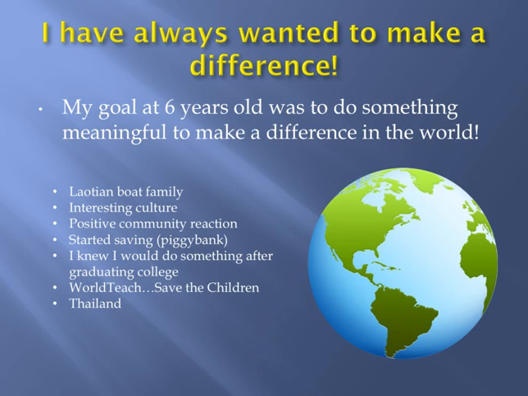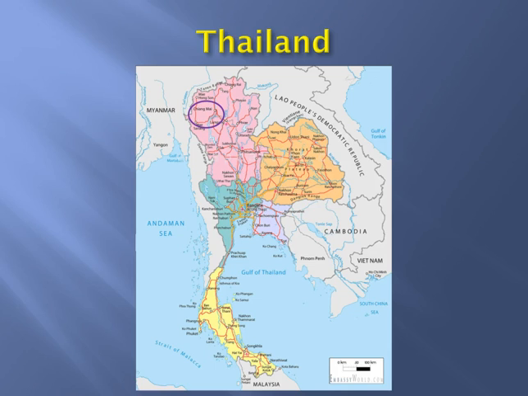So I started saving at 6 years old, and I actually used the dollars that I saved to fund my 4 years in Thailand. After graduating from college, I was accepted into a program called World Teach. I was actually starting the program in Thailand, in northern Thailand, in Chiang Mai. Loved it and stayed for 4 years, and also worked in a refugee camp.